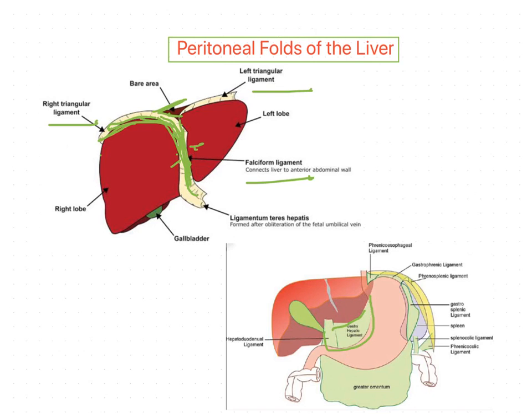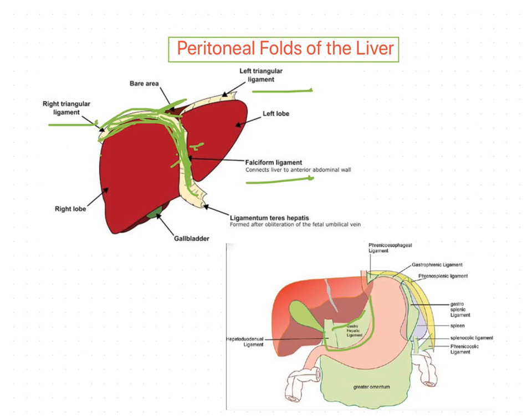Now the upper and lower layers of the coronary ligaments, when traced to the right, are continuous with each other at the right triangular ligament, which is a short triangular fold that connects the upper surface of the right lobe with that of the diaphragm.